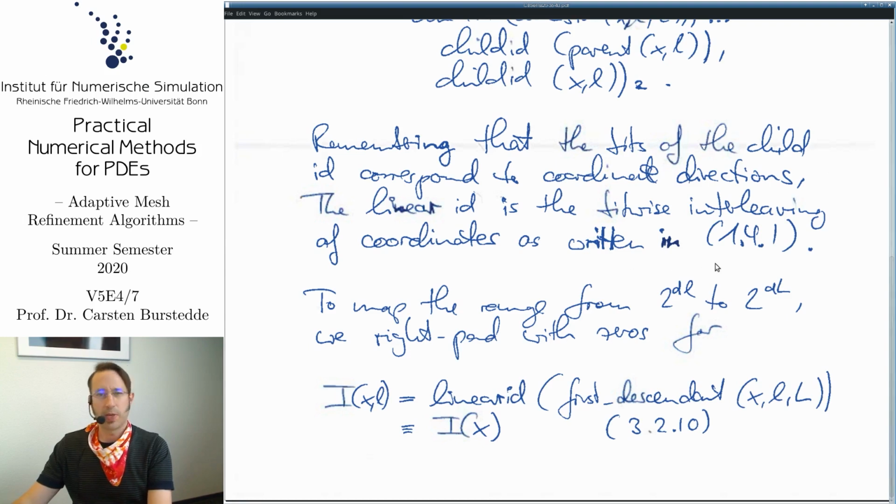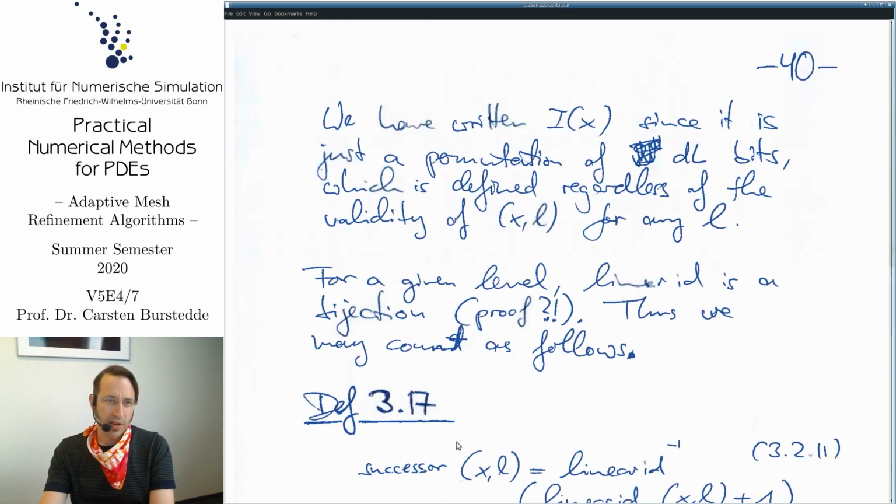Which is actually a concept that we had put down in 1.4.1, so please look at that formula and you will recognize immediately what we're doing. To map the range into the maximum level, we could just left shift by big L minus little l bits, filling up the right with zeros, and this is something we would call big I of XL, so it's a linear ID, but not of X. We take the first descendant of X at the highest level, big L here. It turns out this number only depends on X and no longer on little l, which you can easily verify.